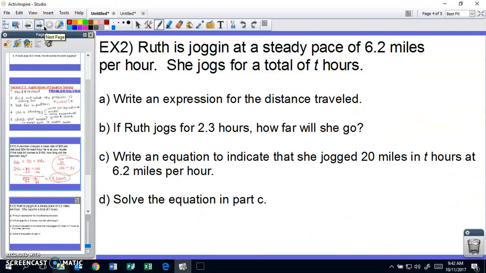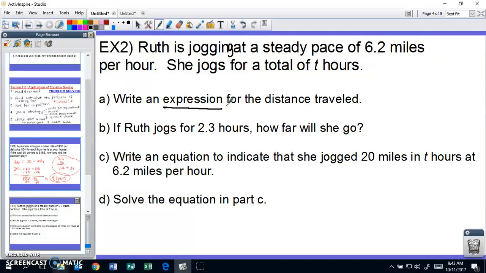Ruth is jogging. Oh, not only is she not using proper English, but she's really having a good time. So she's jogging at a steady pace of 6.2 miles per hour, and she jogs for a total of T hours. So, think about those clues. In part A, they want me to write an expression. Am I going to include an equal sign? No, because that would be an equation.